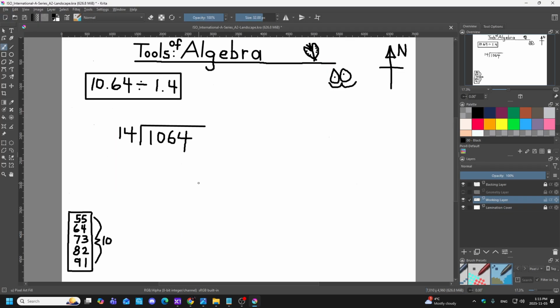Okay, continuing on with our problem from last video, we are doing long division. Isn't this fun? Oh yes, it absolutely is. I love this stuff. So what we are doing here is we are solving 10.64 divided by 1.4. And what I am suggesting is to do the long division without the decimals.